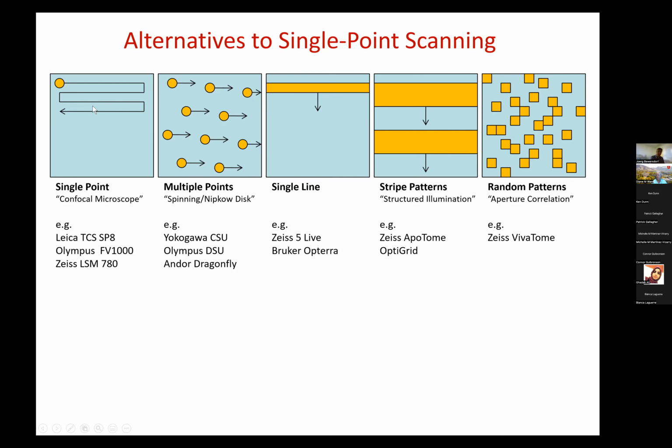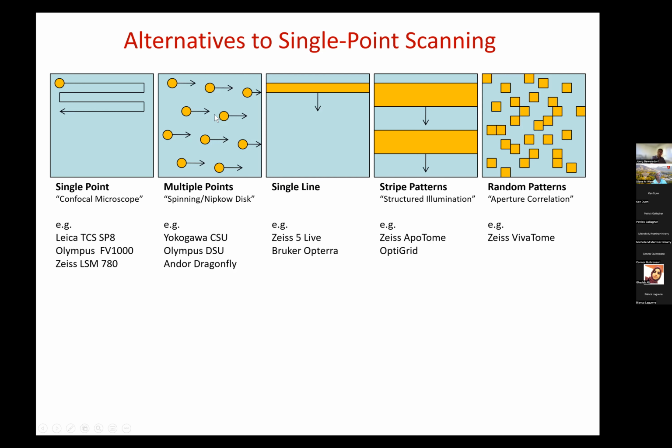And the first one we already discussed, right? That's what we colloquially call the confocal microscope, the Zeiss LSM 780 or 880 with the area scan, one of these systems, or the Leica SP8 or Stellaris, Olympus, Nikon. They all have these single point scanning confocals.